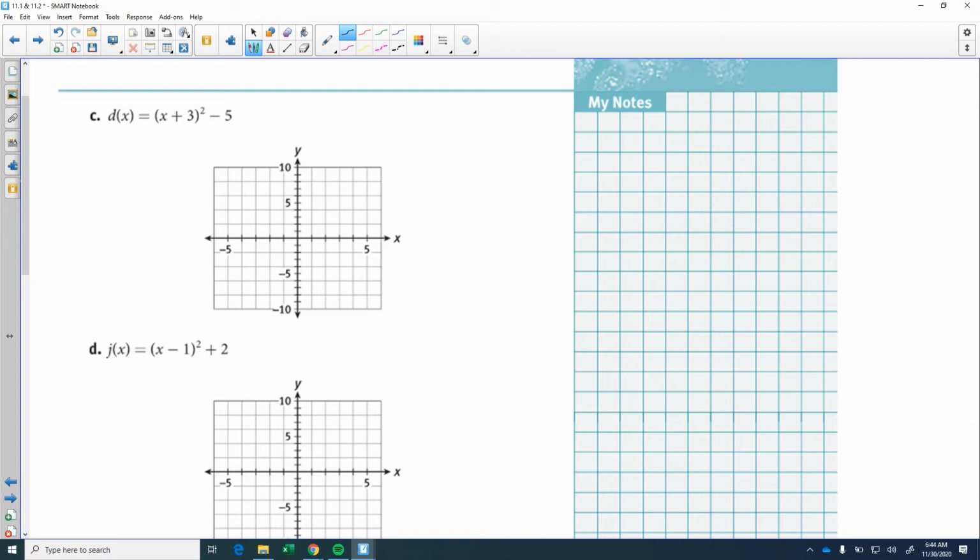So let's look at letter C here. We have x plus 3 and minus 5. First and foremost, let's get our transformations. We have a plus 3 on the inside, which is going to cause it to go left 3. And we have a minus 5 on the outside, which is making it go down 5.